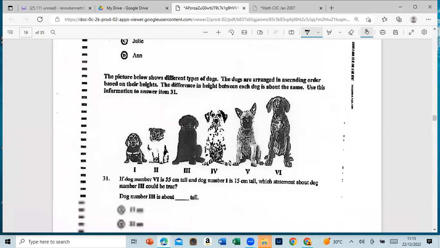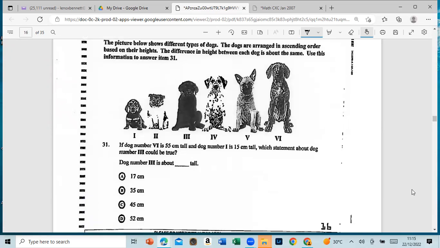All right, let's look at this one. Let me just carry it up. I love when you guys can see all of the question. Yeah, this is way better now. The picture below shows the different types of dogs. The dogs are arranged in ascending order based on their height. The difference in their height between the dogs is about the same. Notice now, guys, all of this information you are going to use to solve it is the same. Use the information to answer 31.